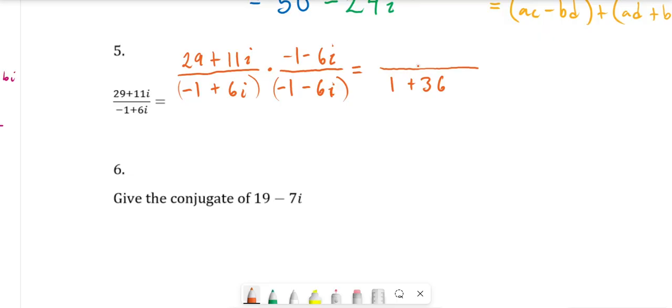Now in the numerator, things are a bit more general. We have to still FOIL in order to get the new value of the numerator. This is going to be minus 1 times 29, that's minus 29.